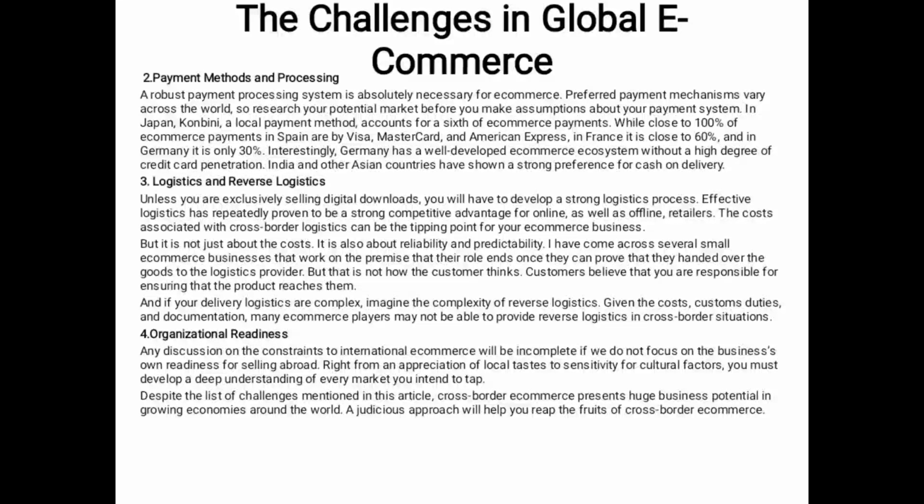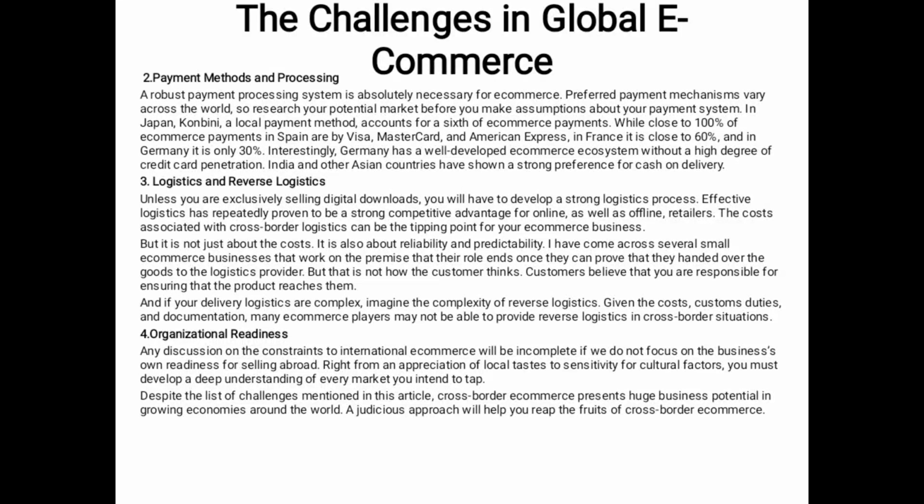In Japan, Combini, a local payment method, accounts for a sixth of e-commerce payments, while close to 100% of e-commerce payments in Spain are by Visa, Mastercard, and American Express. In France, it is close to 60%, and in Germany, it is only 30%. Interestingly, Germany has a well developed e-commerce ecosystem without a high degree of credit card penetration. India and other Asian countries have shown a strong preference for cash on delivery.